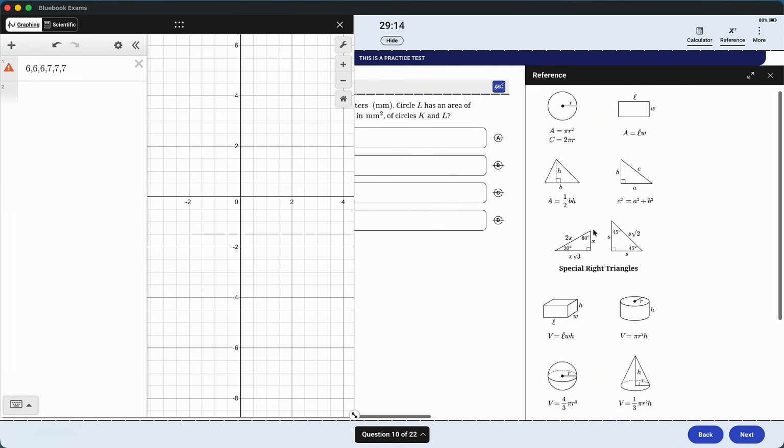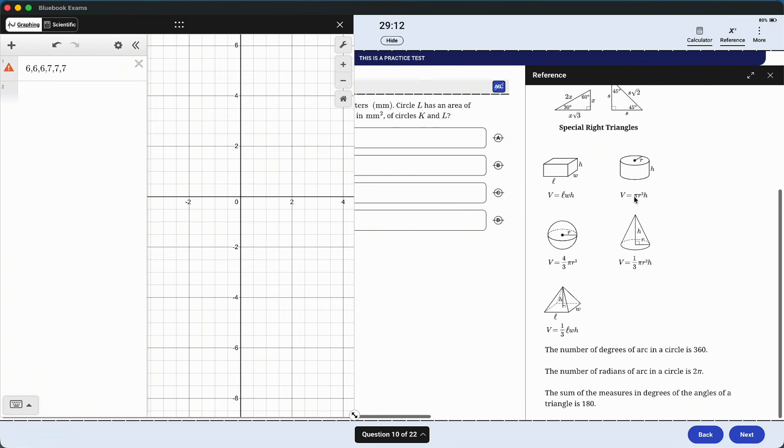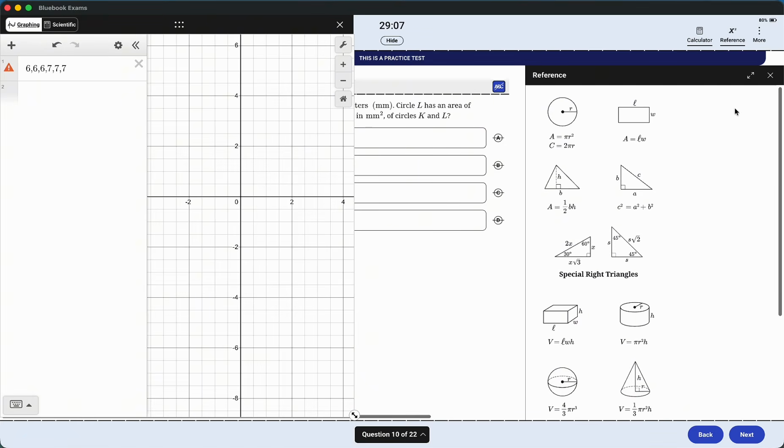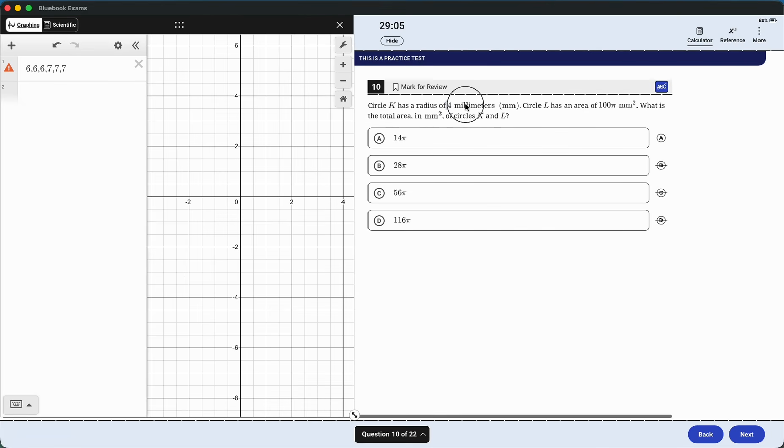Hopefully you know that, but there are some basic area formulas. It's more useful for these volume formulas. That way you don't have to memorize those, right? But circle, just pi r squared. So here the radius is 4. So square 4, it's 16. 16 pi plus 100 pi, we get 116 pi.